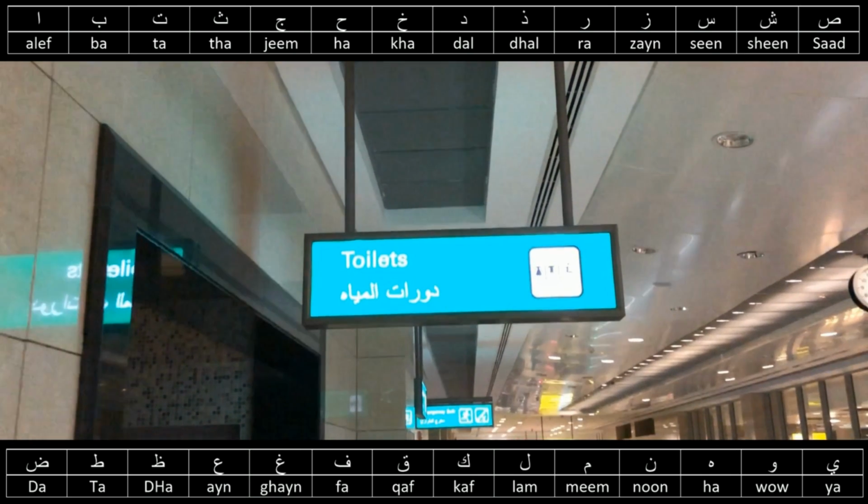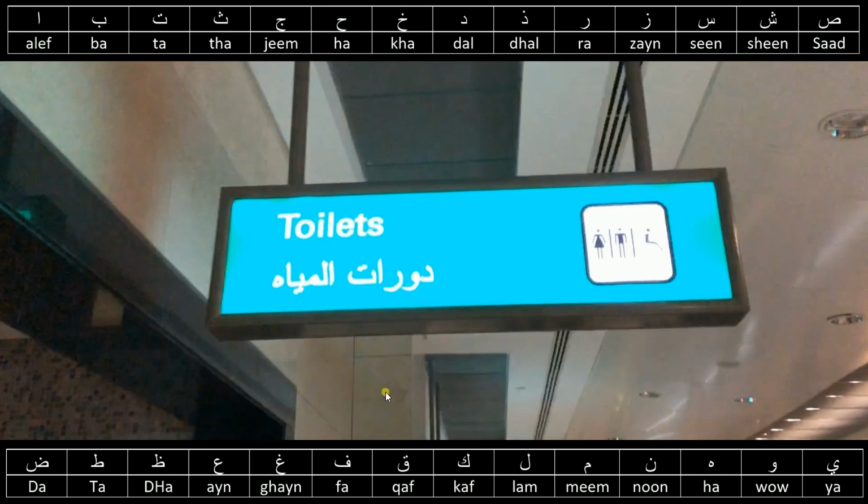Dawrat al-miyah. Now you might have learned the word for toilet as hammam, not hammam, which means pigeon, but hammam with a shadda on the mim. So this is a different way of saying toilets, toilet, bathroom. Just like in English we have different words for washroom, bathroom, toilet, water closet, WC. There are lots of different variants. This is quite a formal way.